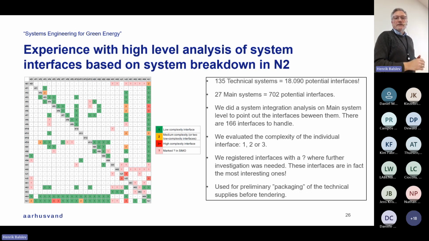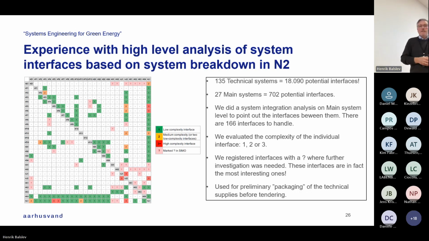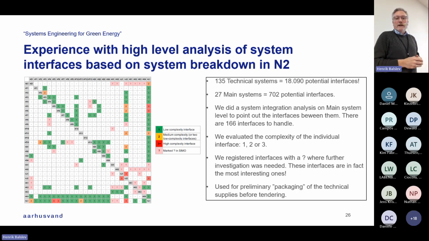And this gives us 27 main systems. Now we have 700 potential interfaces. Okay, that's many, but it's doable. So we did that, and we actually found out that in reality, we had 166 real interfaces. Okay, now we can handle it. And we evaluated the complexity of the individual interface, 1, 2, or 3. Is it simple? Is it a little complex, or is it very complex? And we have also noted that in this result.